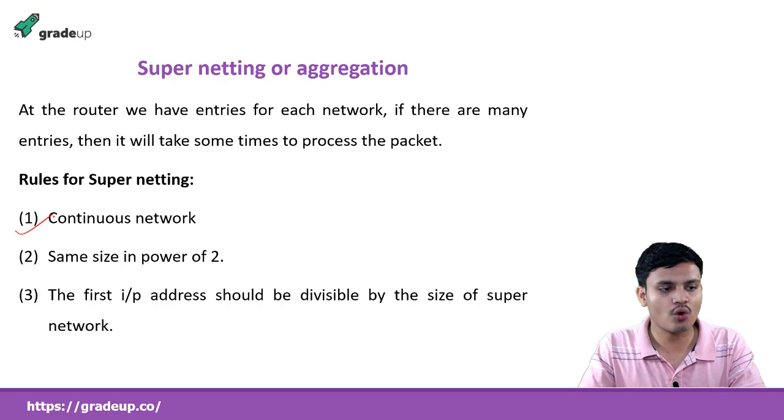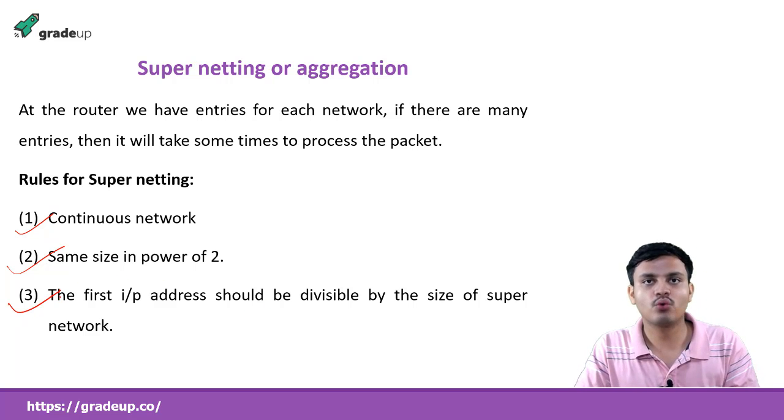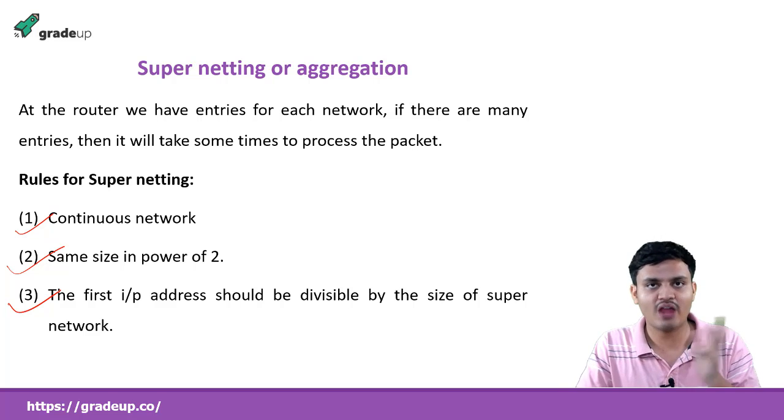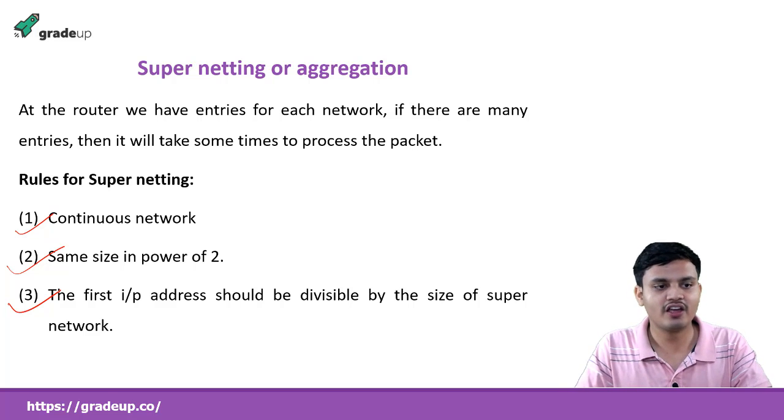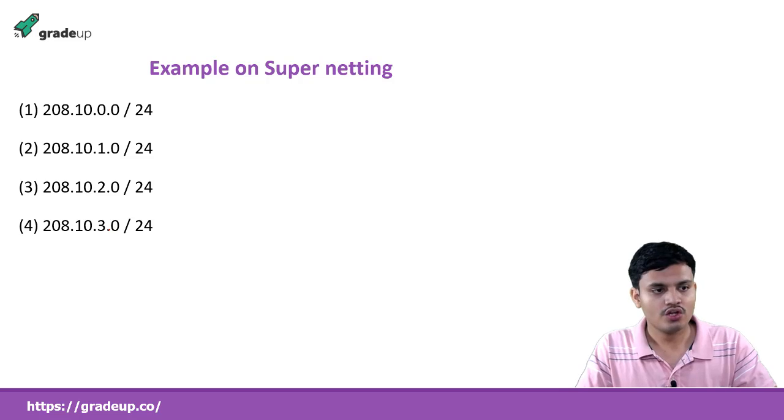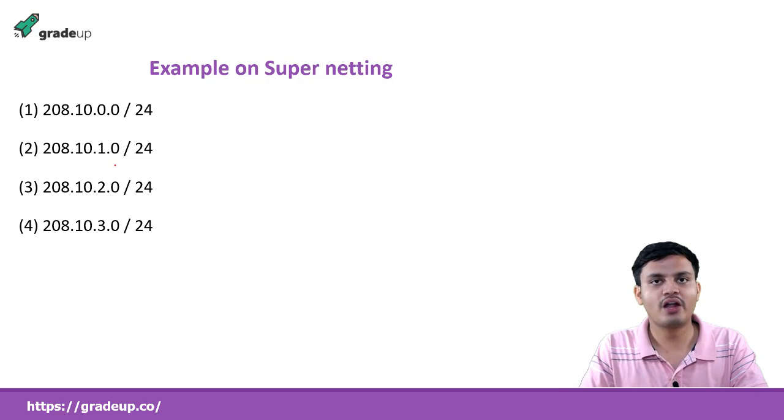The first one is continuous networks. They should be continuous networks. Second is same size in power of 2, and the first IP address should be divisible by the size of the supernetwork. So these three rules are almost similar to the ones we have learnt in CIDR representation. So we will see this example and try to understand it.